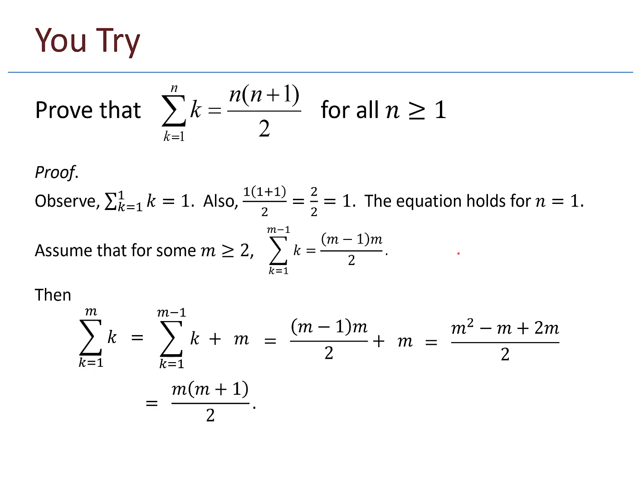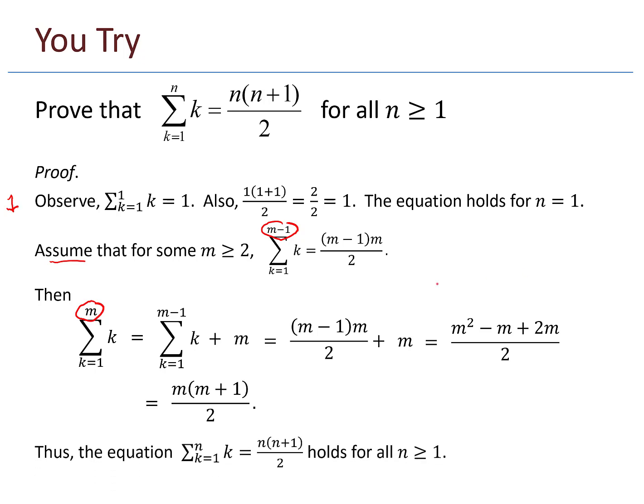So previously I had assumed that the formula works with m minus 1, and then I show that the formula actually works also with m. Since the formula works for 1 at the very beginning, now I know this formula works actually when my upper limit is any integer n greater than or equal to 1.